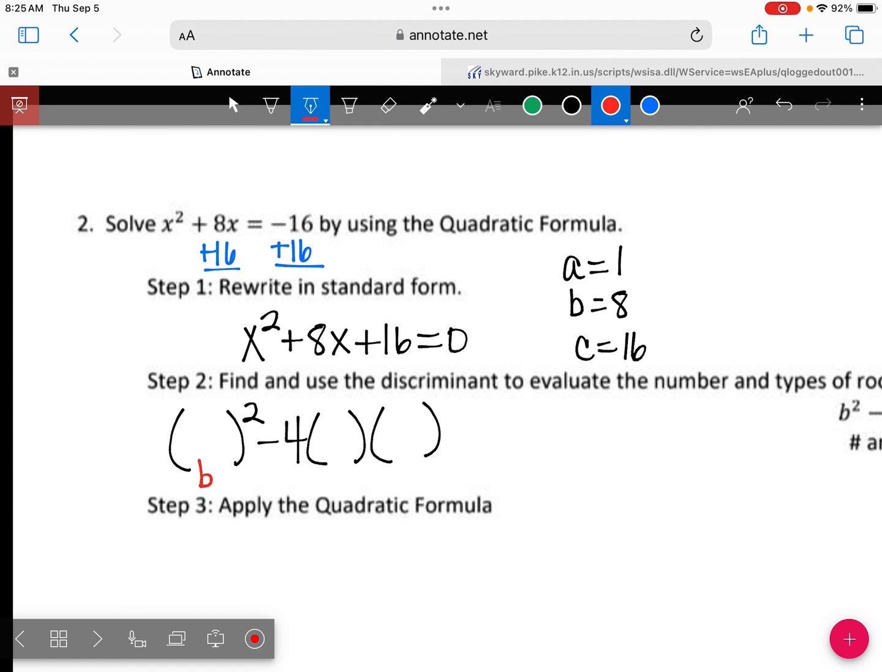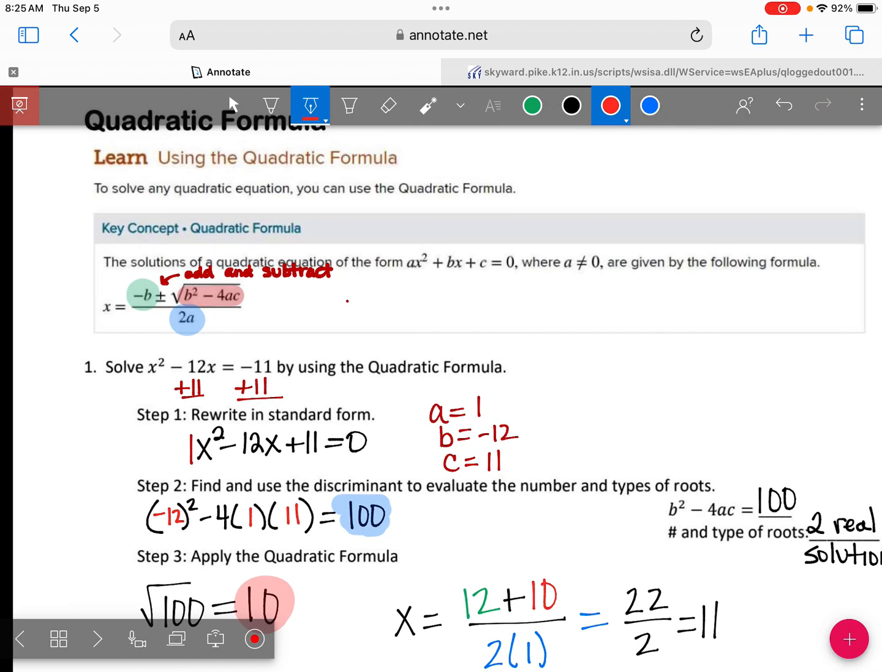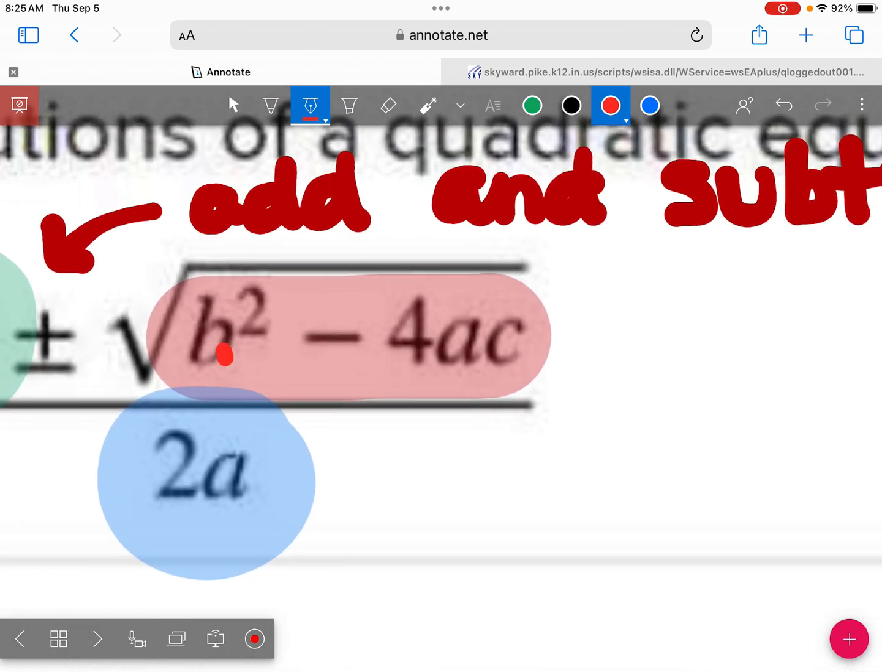So B squared minus 4AC. Go ahead, type that in your calculators. See what you get. So it's always going to be minus 4. Yes, that's the quadratic formula. So at the top, when we look here, you see that little pink part? It's B squared minus 4AC. That's the quadratic formula.